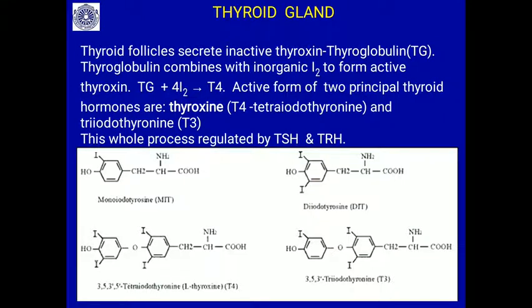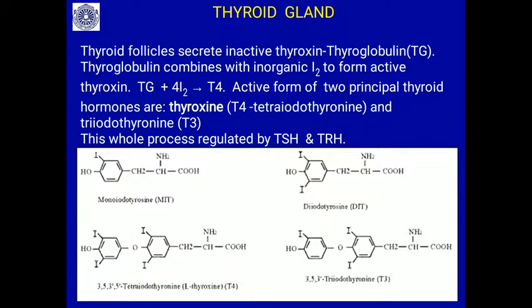Thyroid follicles secrete inactive thyroxine, called thyroglobulin. This thyroglobulin combines with inorganic iodine. Iodine is taken from the diet; we do not produce iodine in our body. The iodine is supplied through diet and absorbed, and thyroglobulin combines with the iodine to give rise to thyroxine.